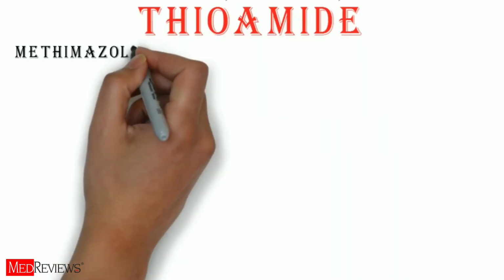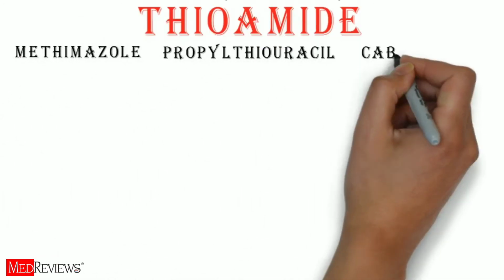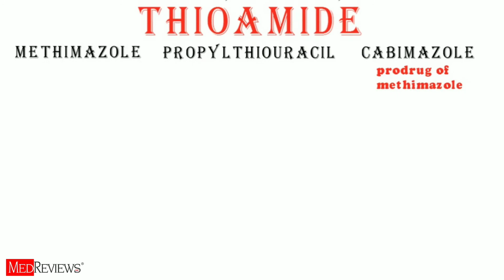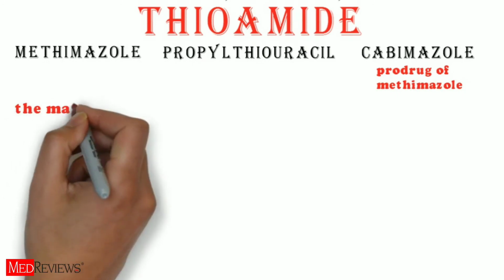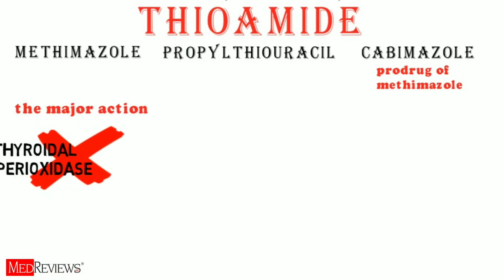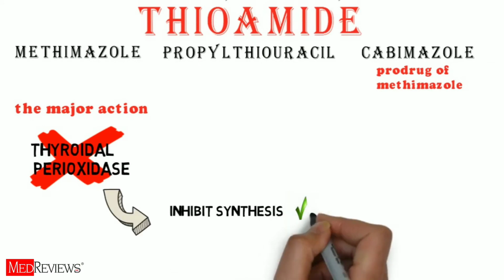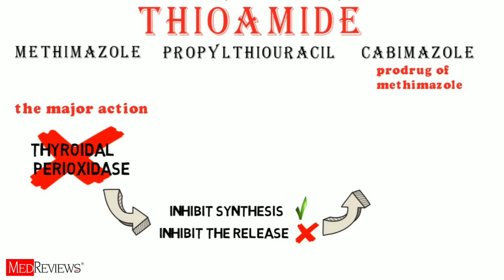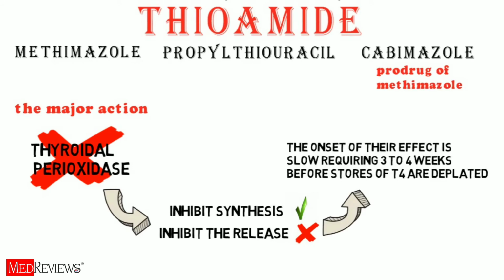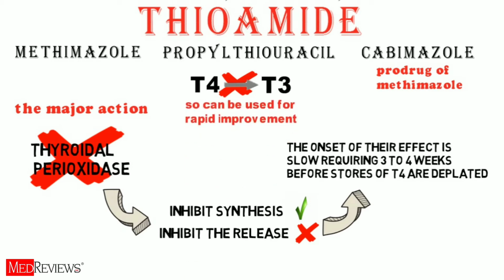Thioamides include methimazole, propylthiouracil, and carbimazole, which is a prodrug of methimazole. The major action of them is to inhibit thyroidal peroxidase. This means that they inhibit the synthesis rather than the release of the hormones, so the onset of their effect is slow, requiring 3 to 4 weeks before stores of T4 are depleted. However, propylthiouracil also inhibits the peripheral deiodination of T4 to T3, so it can be used for rapid improvement.